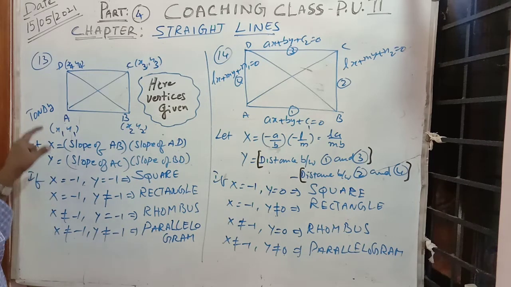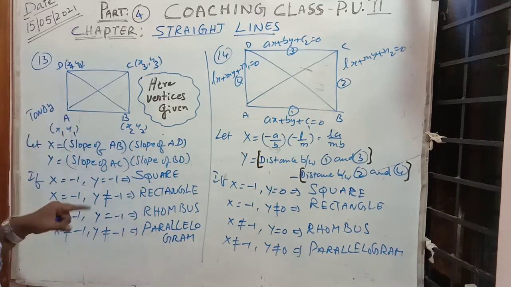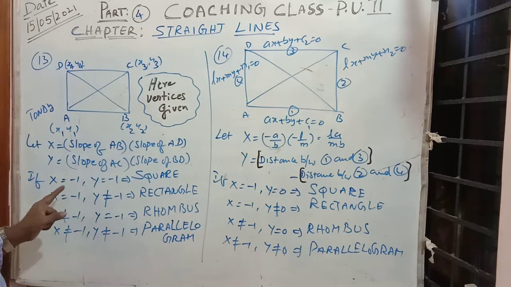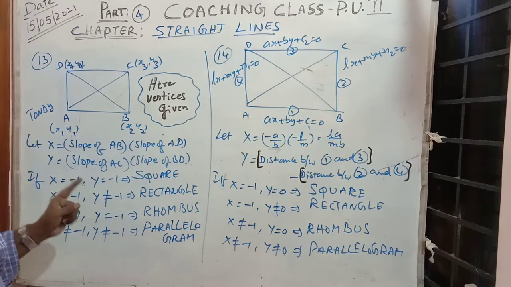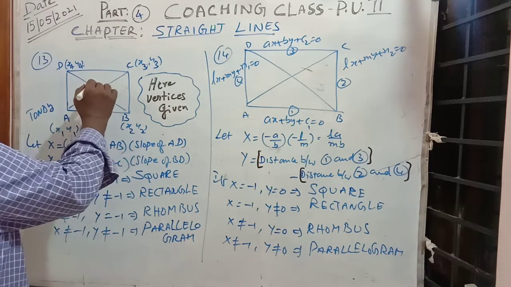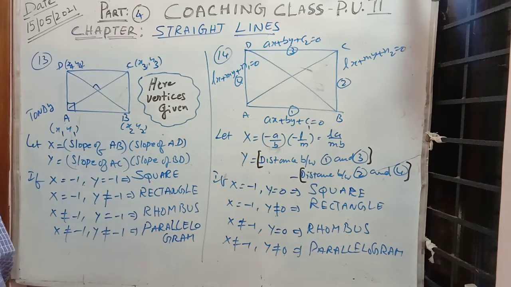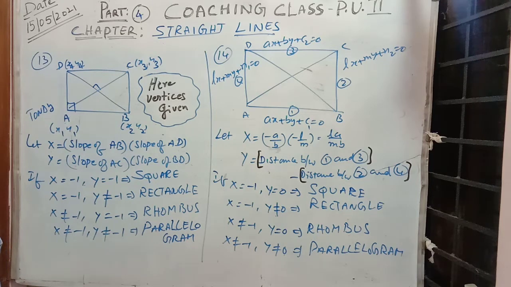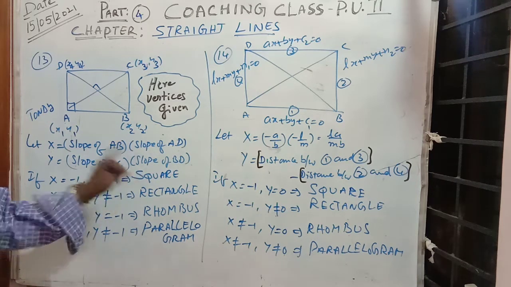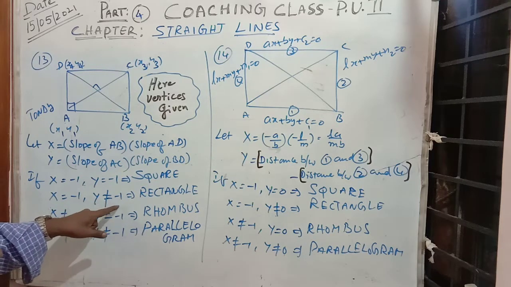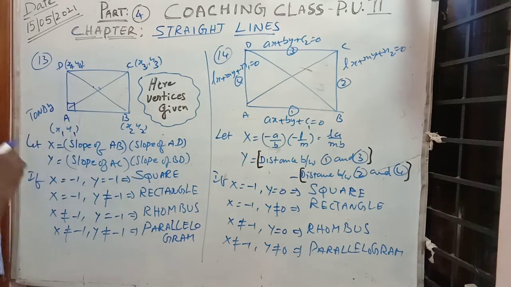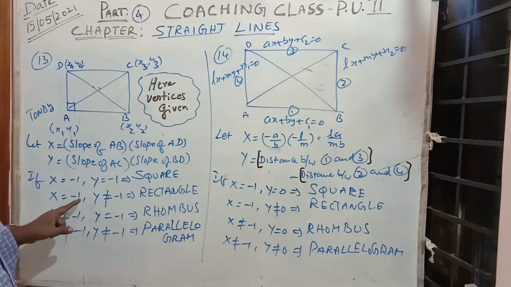X is the product of slopes of adjacent sides, and Y is the product of slopes of the diagonals. If X is minus 1 and Y is minus 1, it means the adjacent sides are perpendicular and the diagonals are also perpendicular. The diagonals perpendicular and adjacent sides perpendicular is correct only in the case of a square. So, X equal to minus 1, Y equal to minus 1 means it is a square. It is a matter of 20 seconds. If X is equal to minus 1, Y is not equal to minus 1, it is a rectangle. In the case of a rectangle, only the adjacent sides are at right angle, but the diagonals are not at right angle.